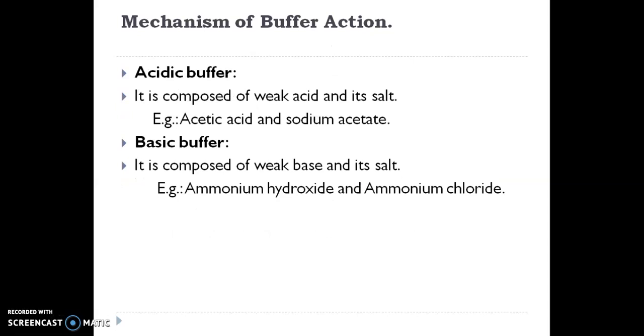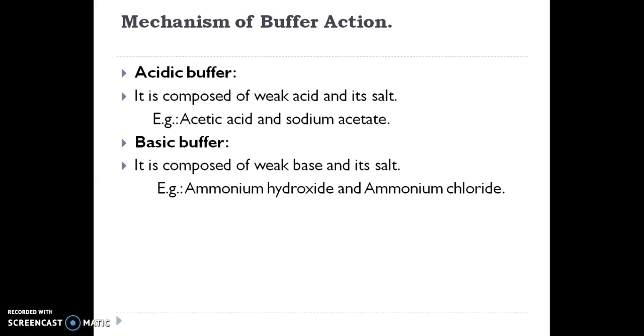So what we have discussed is nothing but the importance or use of buffers in our pharma field. Now the very important thing we have to discuss is the mechanism of buffer action. We have seen the definition of a buffer: a solution which resists change in pH. So what exactly is the mechanism? Why, after addition of some acid or base, does the pH of the buffer solution not change? It's very important: the mechanism of buffer action.